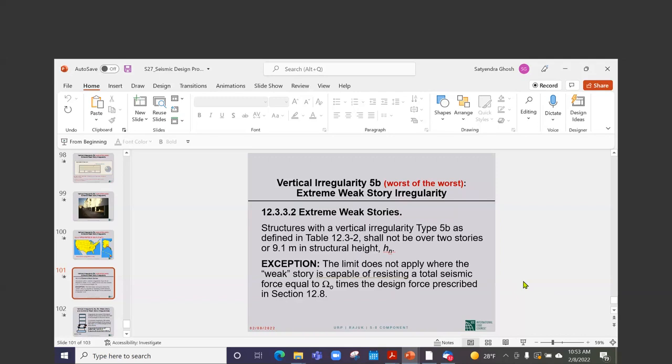So in other words, the member that is supporting the discontinued structural element, and the entire load path that takes the amplified loading from the transfer girder down to the ground. Okay, but not the foundation itself.